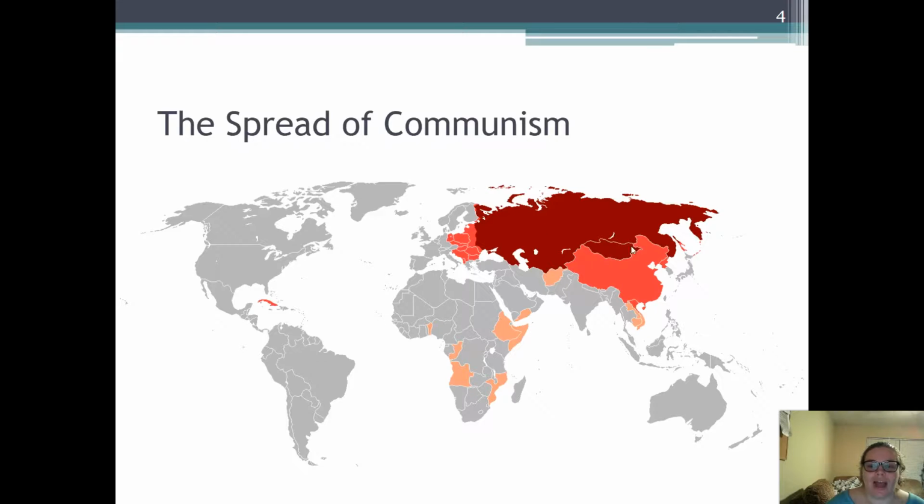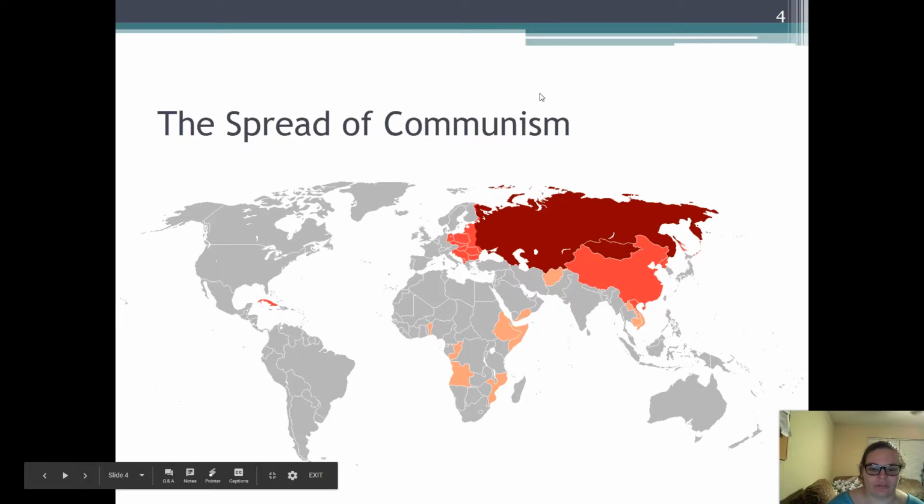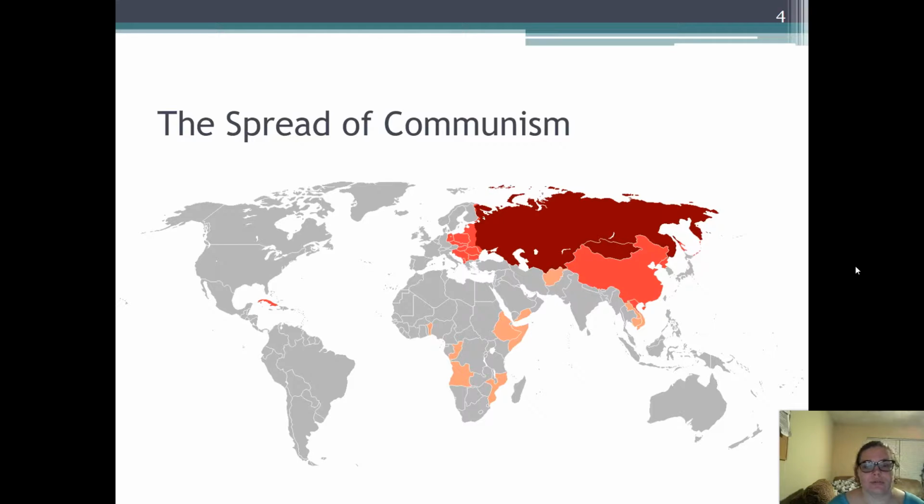So by the height, this is not right now, but by the height of the Cold War, everything you see colored in on this map and something other than gray was communist or controlled by a country that was communist. Okay.